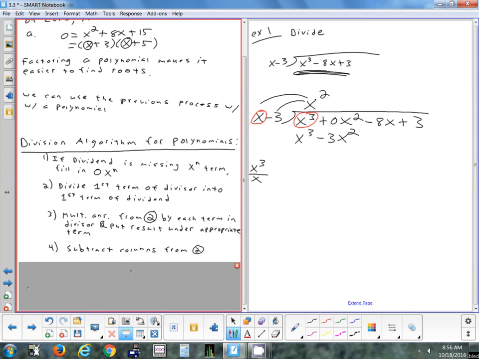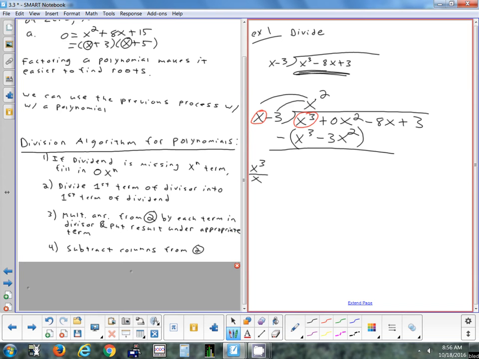Now step 4 is to subtract the columns. This is where people usually make a mistake. So what I want you to do with step 4, put a minus sign and put parentheses around all of that. So you're subtracting both the x cubed and the -3x squared from what's right above it.